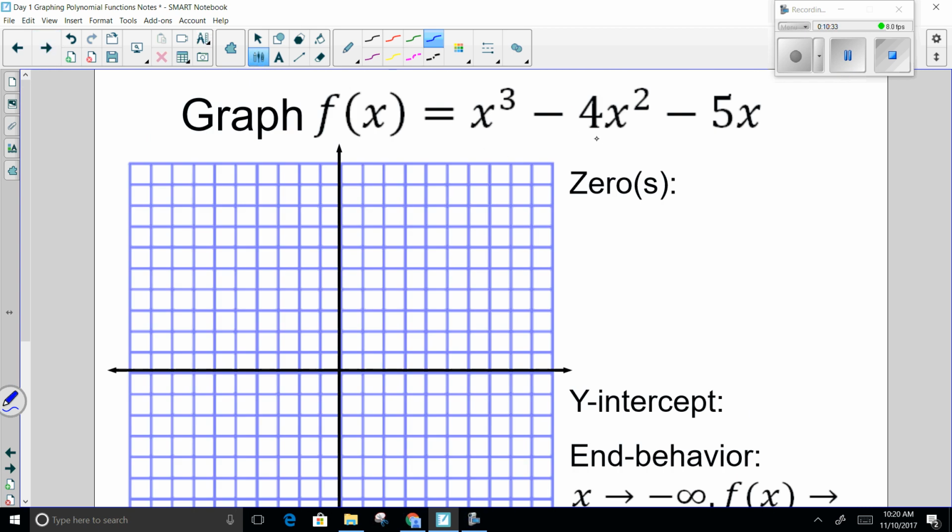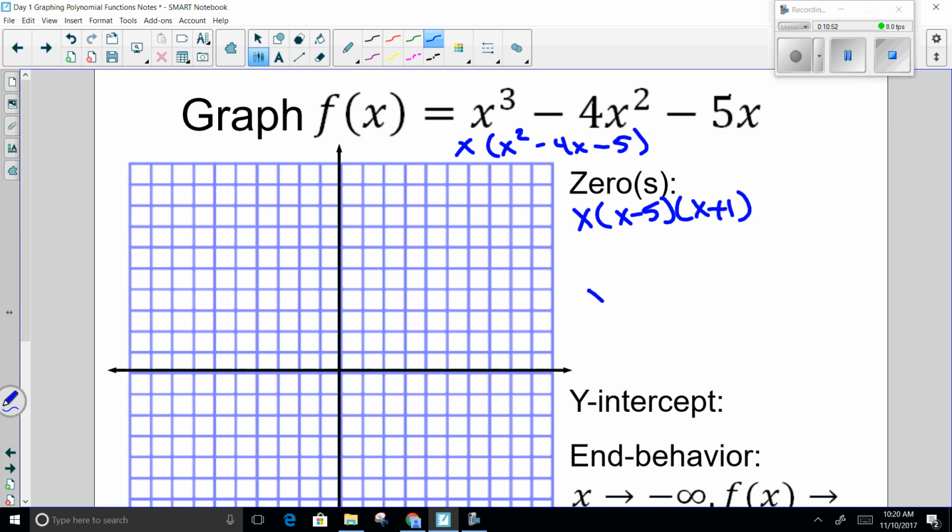This type of problem here. Again, degree 3, we're going to try to factor this. We can take out an x, and then I'm going to get x squared minus 4x minus 5 with a greatest common factor of x out front. Then I can factor that, and I'm going to get x times x minus 5 and x plus 1.